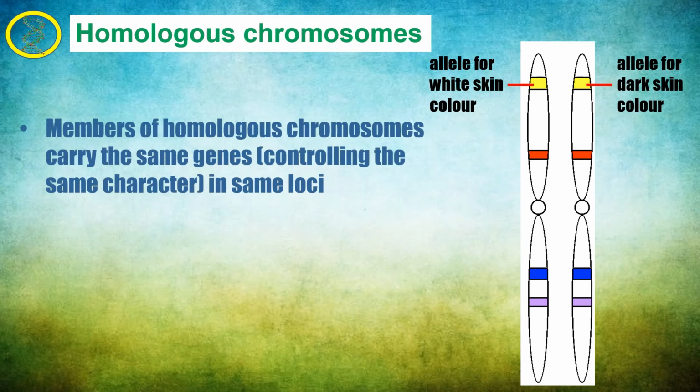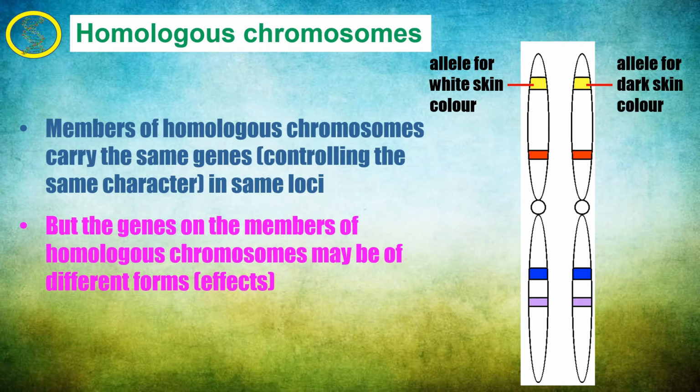Members of homologous chromosomes carry the same genes, controlling the same character in the same location. But it doesn't mean that these genes may not be of different forms. As you can see here, although they carry the gene for skin color, it doesn't mean that they are the same. Based on this example, you can see that one carries the gene for white skin and the other one carries the gene for a dark skin color.